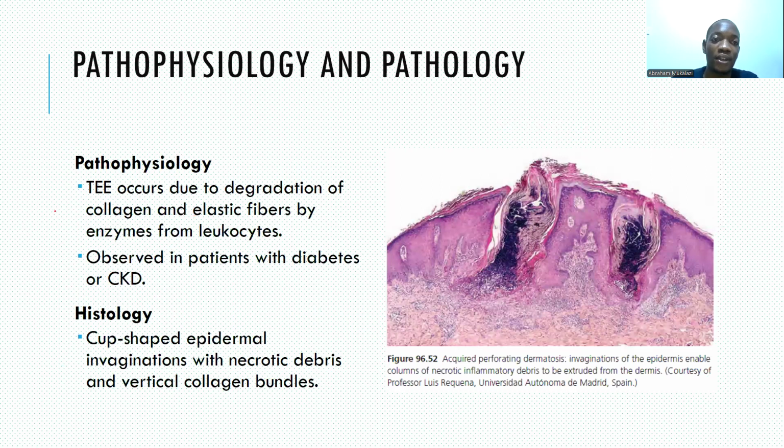When you take a biopsy, you will find transepidermal elimination. In pathophysiology, this occurs due to the degradation of collagen and elastic fibers by enzymes from the leukocytes. Because of this damaged collagen and elastic tissue being broken down, the body needs to get rid of these things, so they end up going through the epidermis to the outside. It is observed in patients with diabetes or CKD. In the histology, we see these typical cup-shaped epidermal invaginations with necrotic debris, and also vertical collagen bundles. So this is the arrangement that we are talking about.